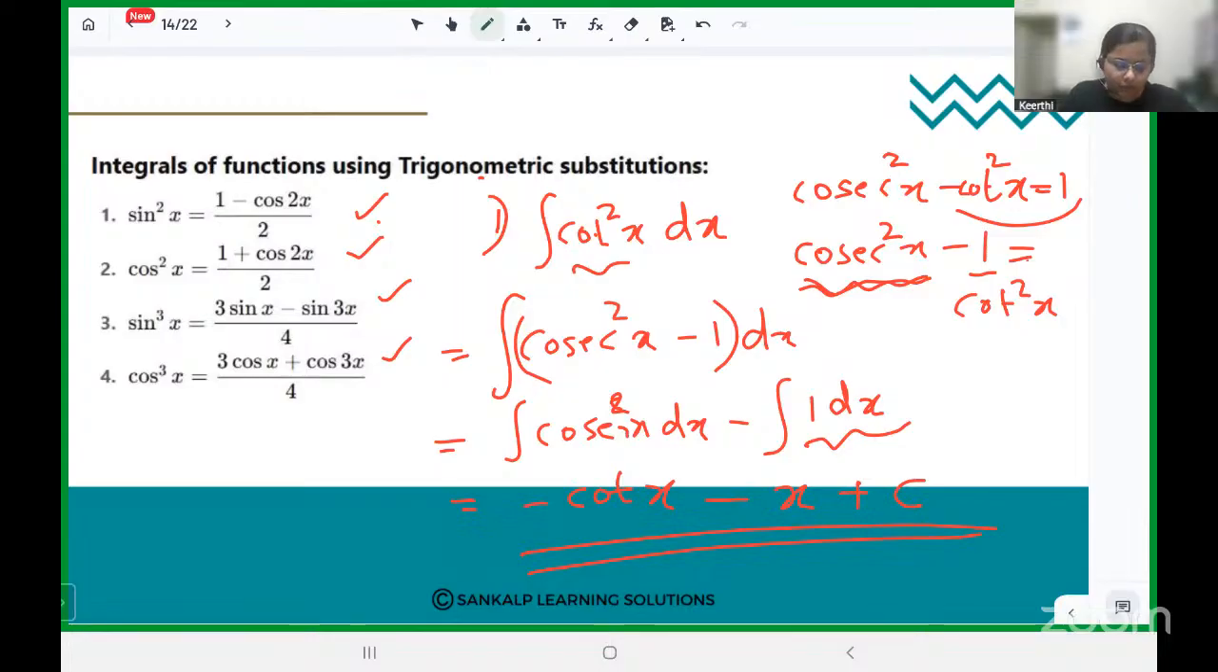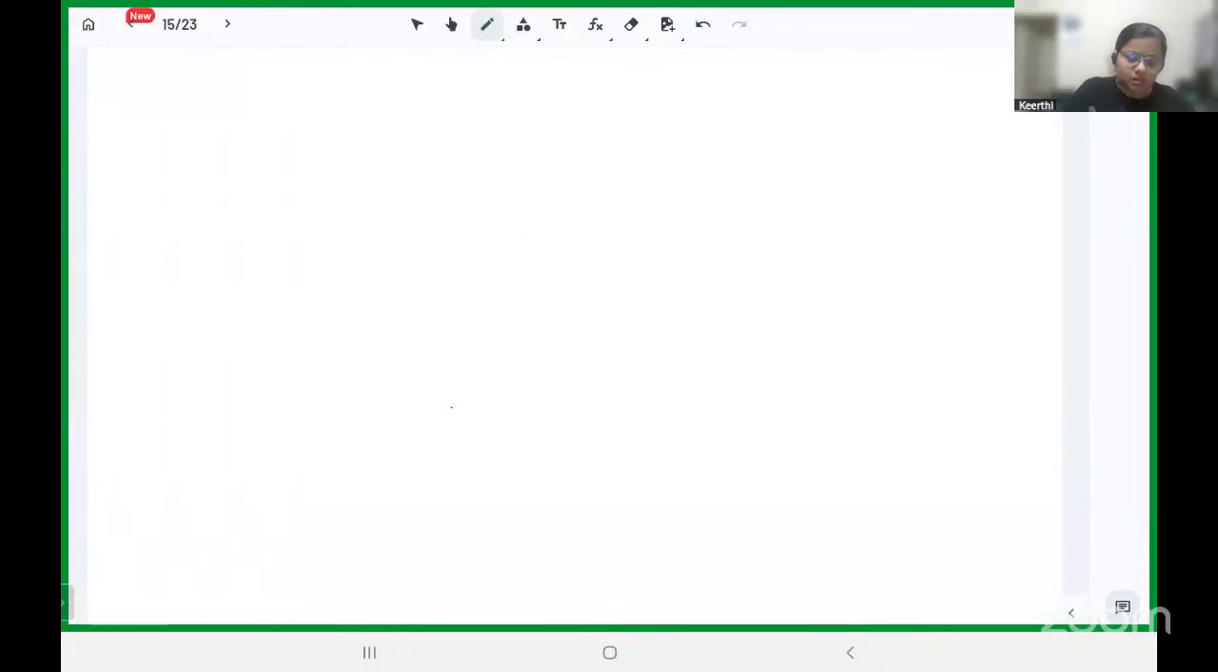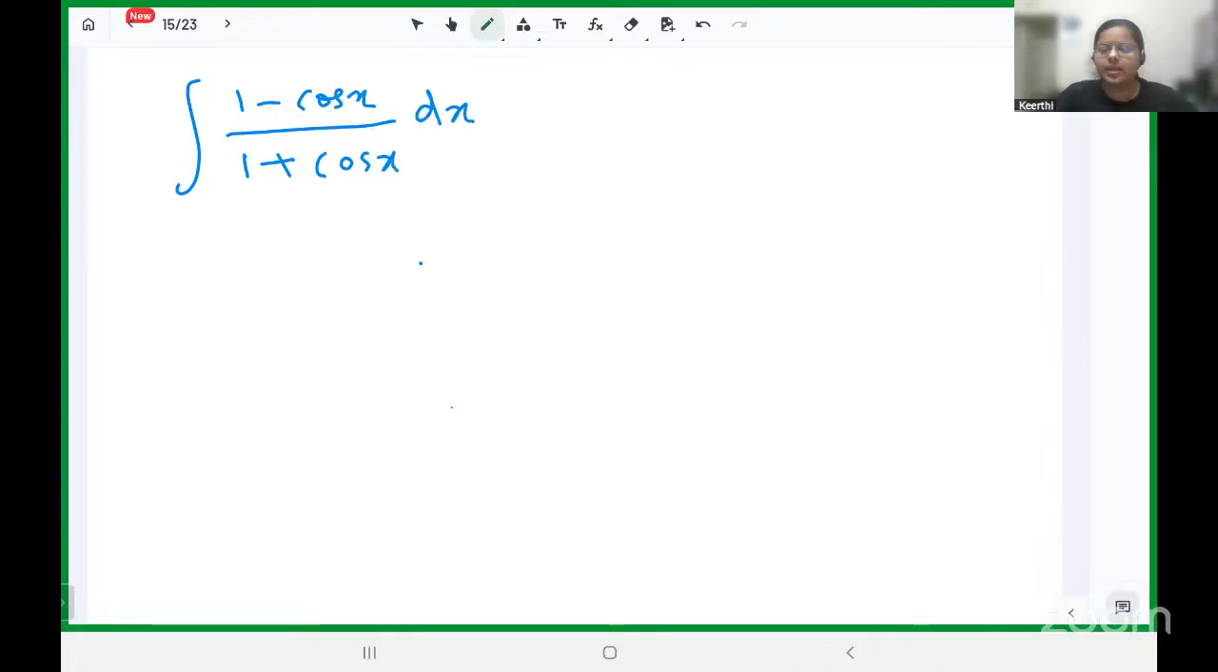All right. Now we are moving on to our second question. The second question is integral of 1 minus cos x divided by 1 plus cos x into dx. Here also we need to apply a trigonometric identity. So which identity should be used here? We need the value for 1 minus cos x as well as 1 plus cos x.